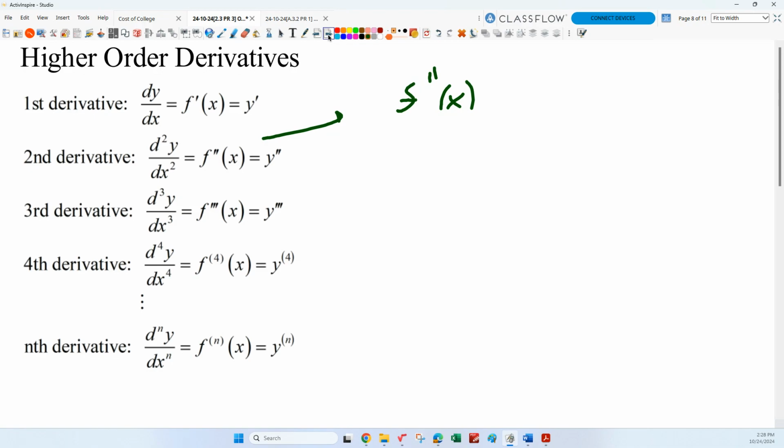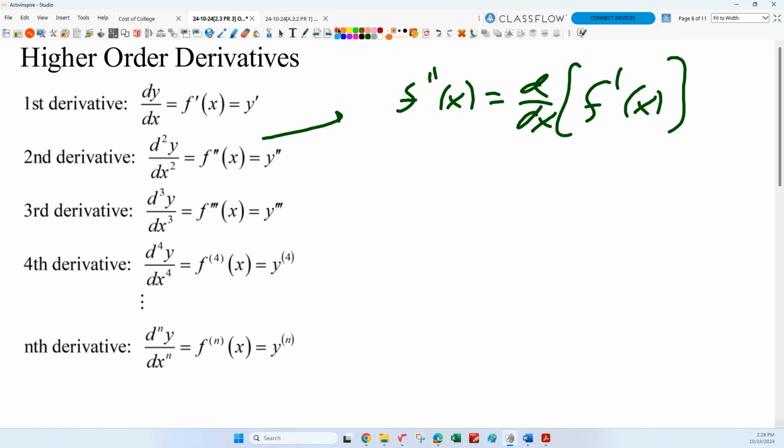Notice how we write that. We write it as f double prime of x, 2 primes for the second derivative. That's really just the derivative with respect to x of f prime of x. Everybody see that? Okay. And then to get the third derivative, I'm differentiating the second derivative.